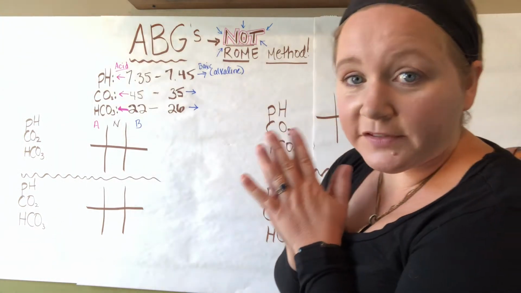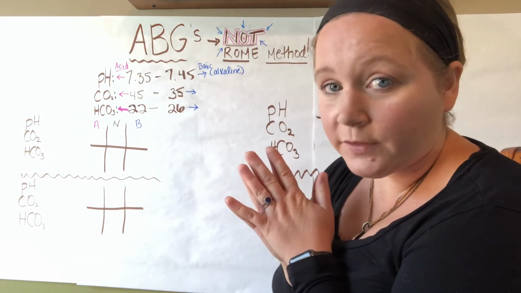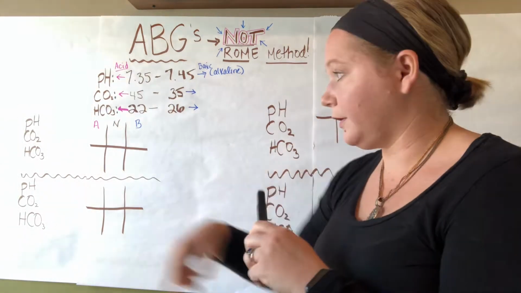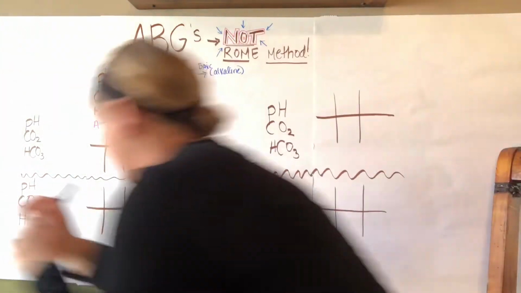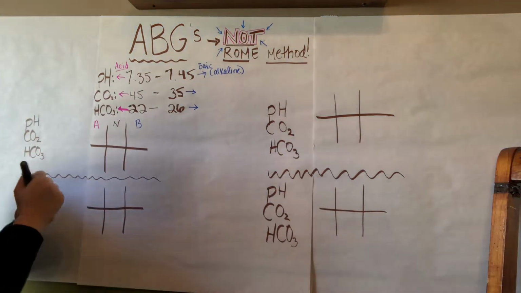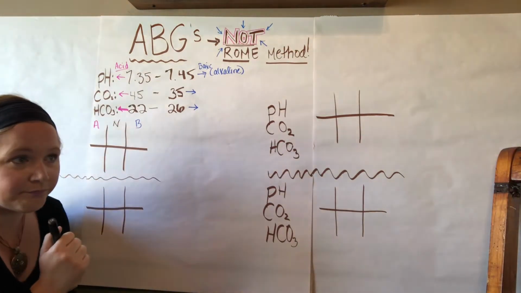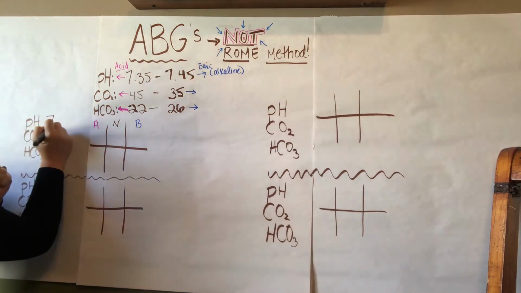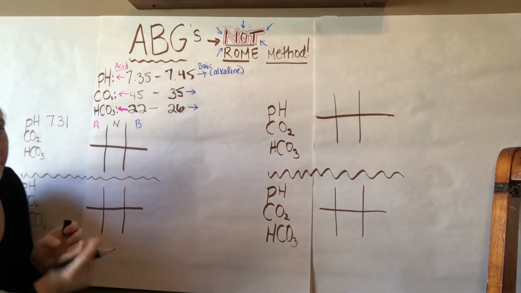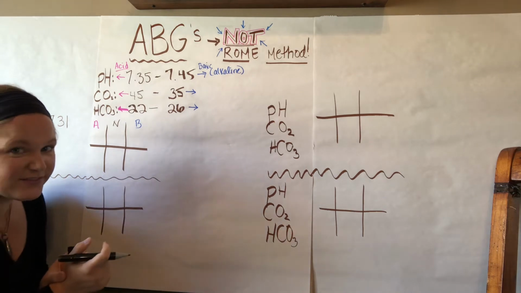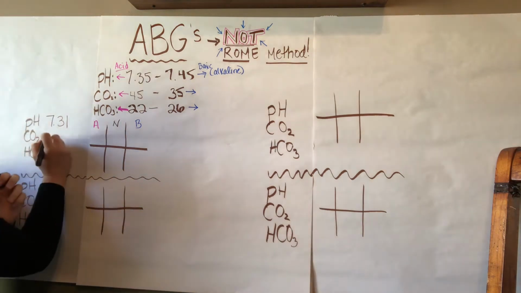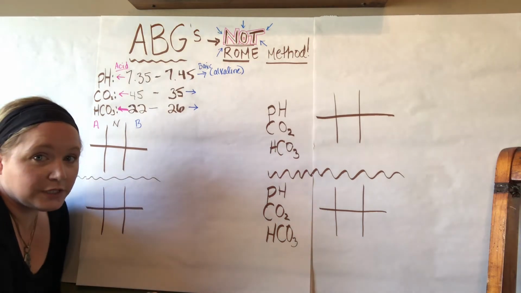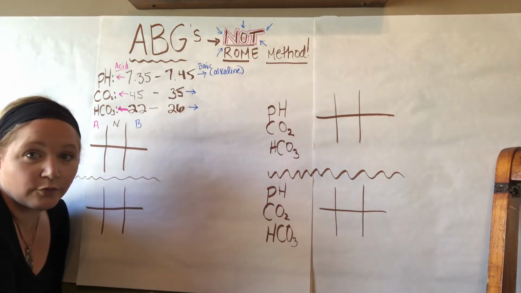Let's start messing around with ABGs. So I'm going to make up a problem. I'm going to have to scoot my body over to the right on this side, but let's say that the pH is 7.31. So 7.31. Let's say my CO2 is 56 and my HCO3 is 24.